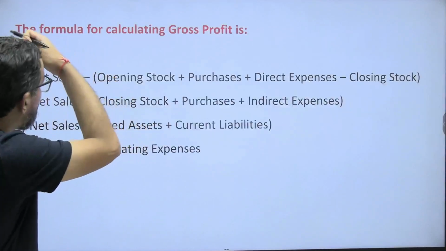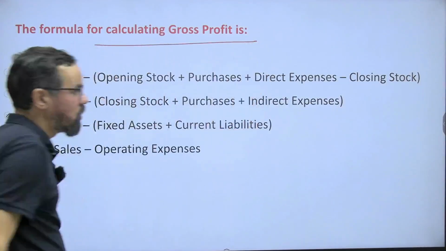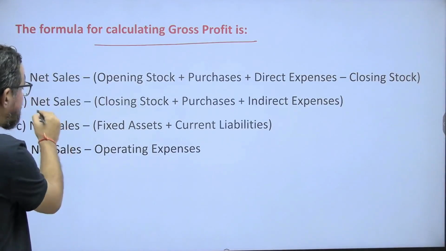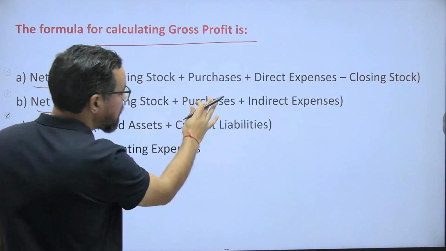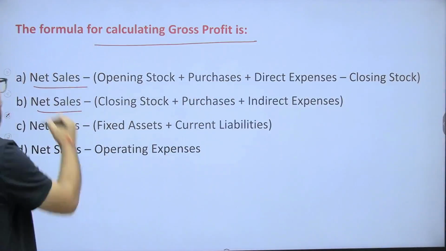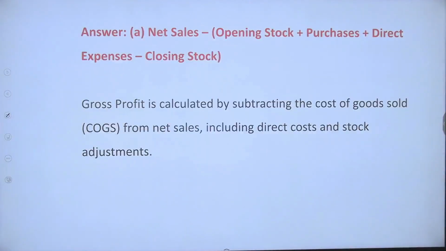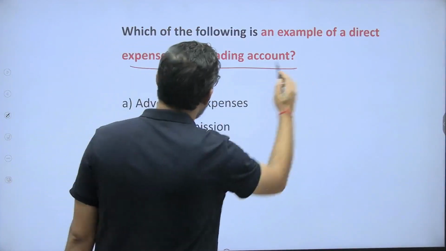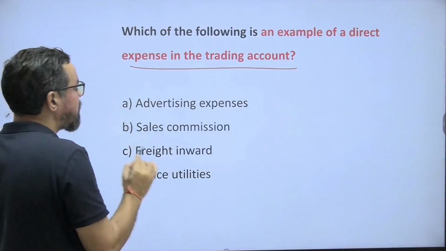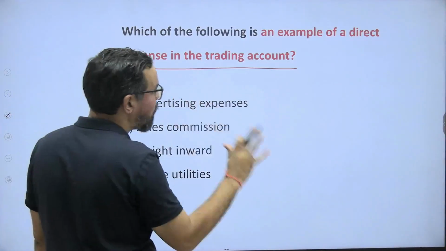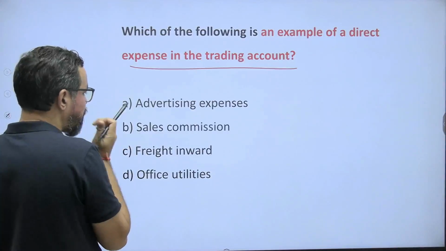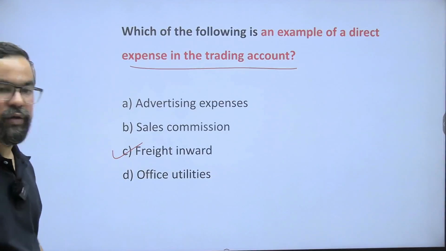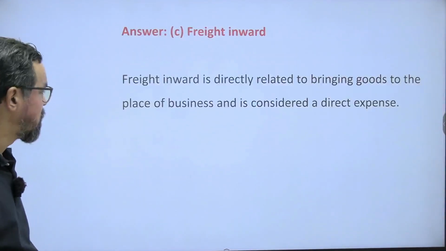Next one. The formula to calculate gross profit. Gross profit is equal to net sales minus cost of goods sold, where cost of goods sold is opening stock plus purchase plus direct expenses minus closing stock. So option A only will be the right answer for this one. Next one. Which of the following is an example of direct expenses in the trading book? Advertisement, sales commission, freight inward. So C will be the right answer. All these others are indirect expenses.